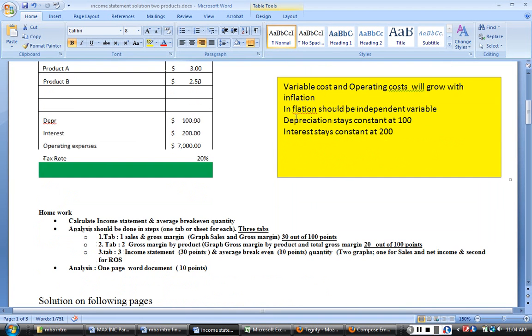change. The other piece of information they've given us is the depreciation is 100, and that is going to stay constant, and the interest is 200, and that's going to stay constant. They're not expecting any change in the future. Their operating expenses, or their fixed cost, is about $7,000, and that will also grow with the inflation. The tax rate they're expecting is going to be 20%. So that's the information they've given us.